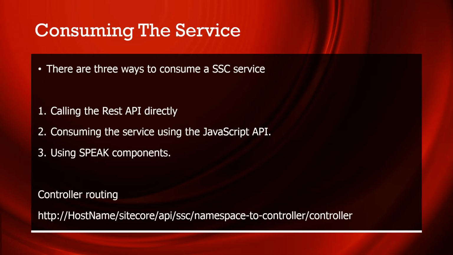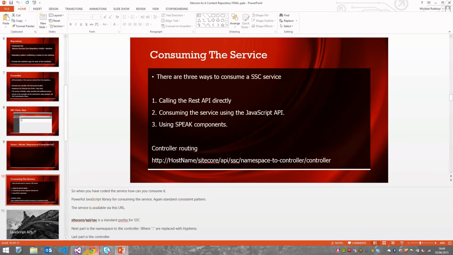The standard routing for our service is defined like this. We have our hostname, /Sitecore/API/SSC. SSC is our prefix for Entity Service, so everything will be in this route. We then have the namespace to our controller, where anything that's a dot we replace with a hyphen. And then we go /controller and then /action, with an optional ID on the end. So we'll just call that service now to check that our service is working.